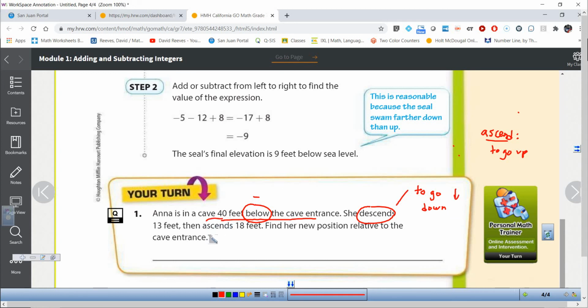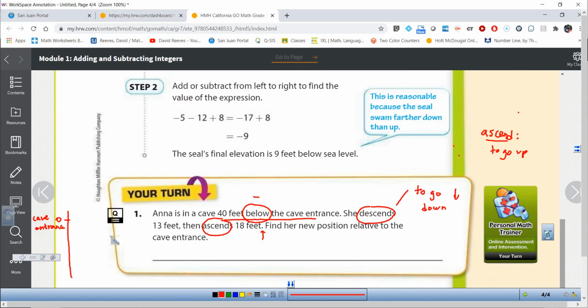Wow, look at that. Ascend is going up. Okay? Find her new position relative to the cave entrance. So again, if we were to look at this, the cave entrance would be 0. Okay? That is the cave entrance.